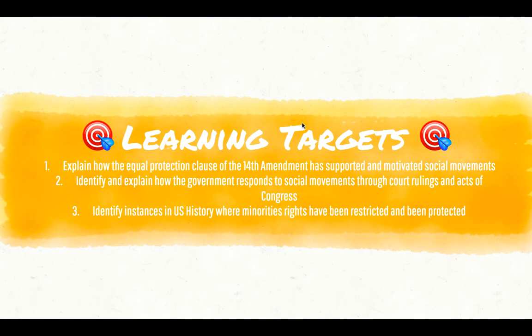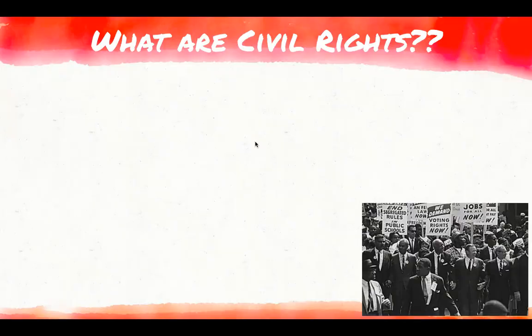So by the end of these notes, you have three goals. The first is to explain how that Equal Protection Clause of the 14th Amendment has supported and motivated social movements. Identify and explain how the government responds to social movements through court rulings and acts of Congress, and identify examples and instances in history where minority rights have been restricted and examples of where they have been protected over time.